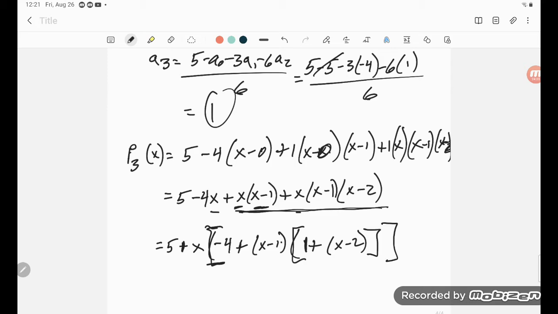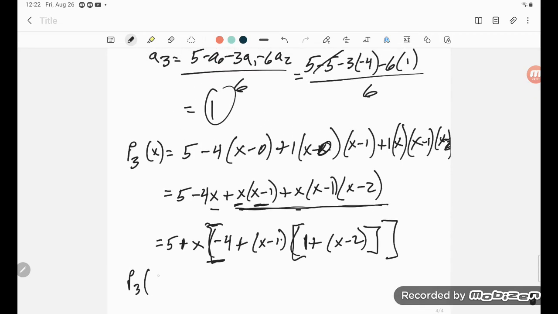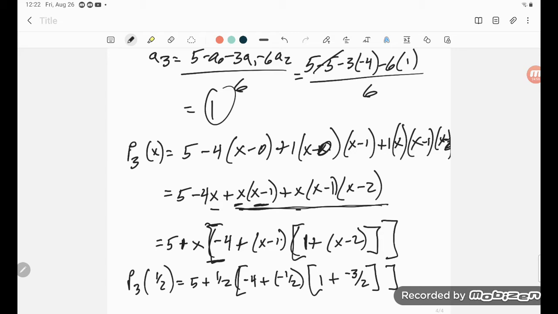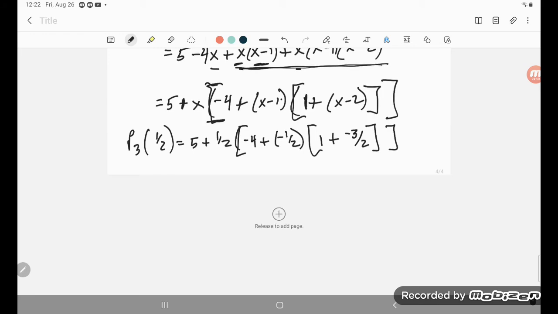And there we go. And so if I wanted to know, say, P3 of, say, a half, I would have 5 plus a half times -4 plus, well, a -1/2 times a 1 plus a -3/2, like that, and end of another page.